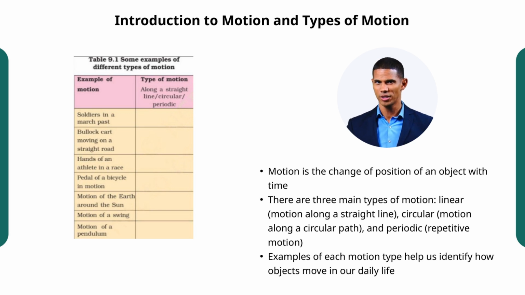Imagine watching a swing at the park. It goes back and forth regularly, just like a pendulum you studied before. That's periodic motion too. Understanding motion is like discovering the rhythms of nature itself. So, can you think of any other objects moving in these ways? Keep those examples in mind as we explore further.